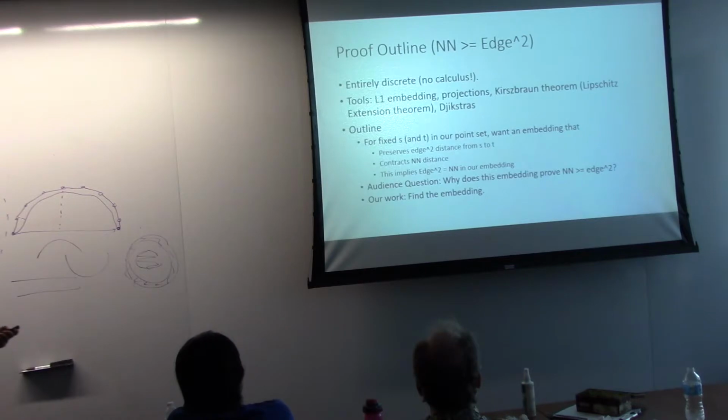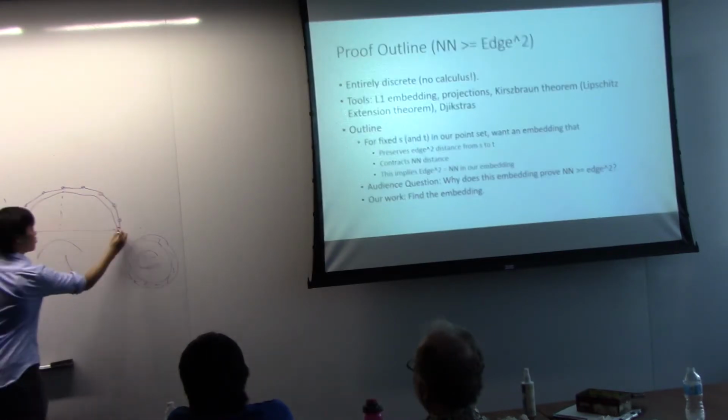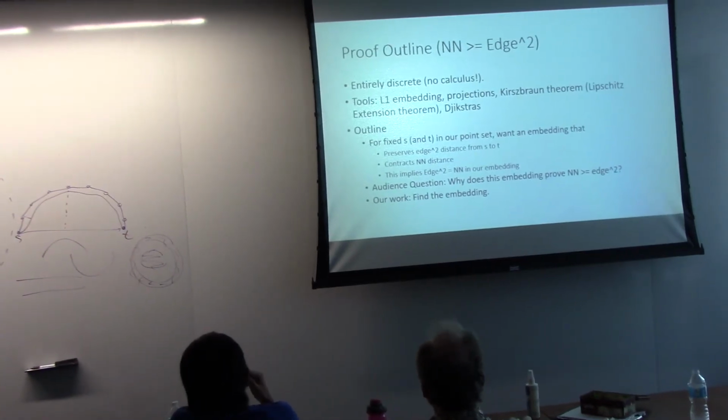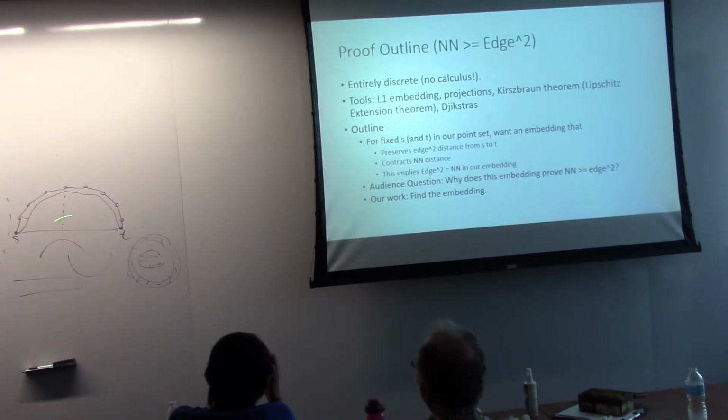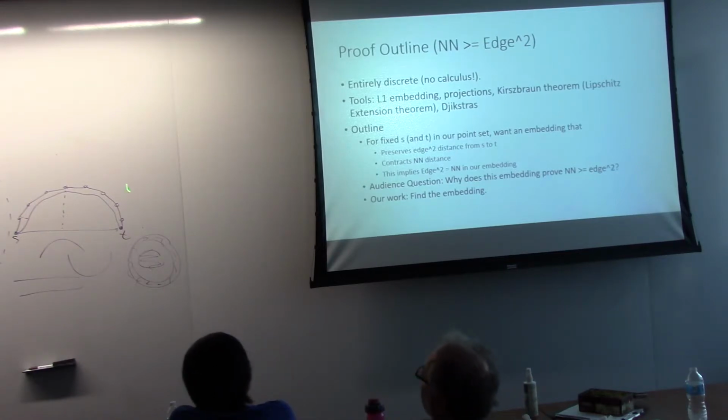And the outline for how we're going to prove it is we're going to say, fix a point S and T. So fix your starting point. We only want to show that for these two points, the edge squared distance is the same as the nearest neighbor distance, because you picked S and T arbitrarily. To do that, we're going to find an embedding. We're going to take this point set and embed it into some other point set, such that two properties hold.